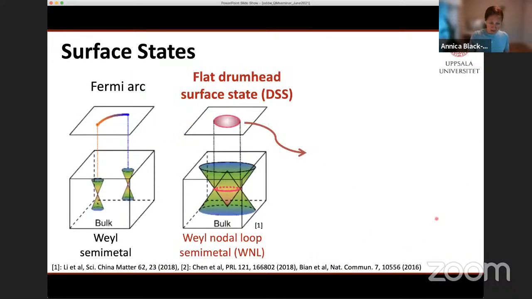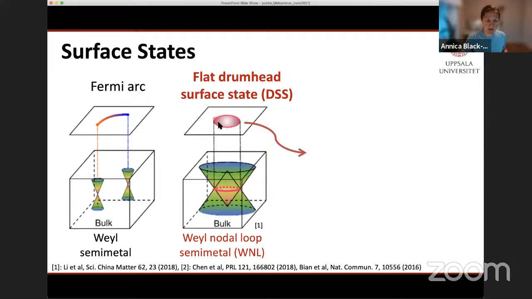So what's so special about this material, and what is the property we're going to use here? Well, as you might know, in a Weyl semimetal, you have these Weyl cones and these points, and it always comes in pairs in materials. And if you take those pairs of points and project them on the surface in between them, you form a Fermi arc. So you form states of zero energy that form an arc on the surface. If you have a loop in the material, you do the same thing. You take the loop and you project it on the surface, and there it's actually going to form a full flat drumhead surface state.